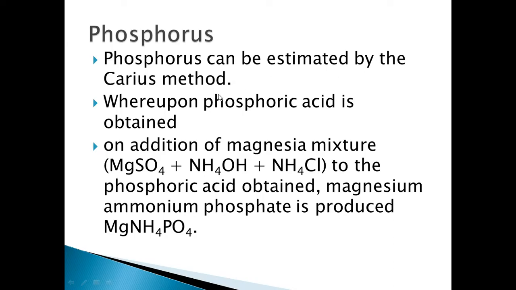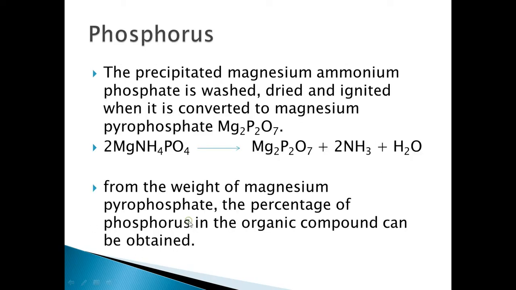Phosphorus can be estimated by the Carius method. In this method, phosphoric acid is obtained, and adding magnesium mixture to the phosphoric acid obtained, magnesium ammonium phosphate is produced. The precipitated magnesium ammonium phosphate can be washed, dried, and ignited when it is converted to magnesium pyrophosphate. And from the weight of the magnesium pyrophosphate, the percentage of phosphorus in the organic compound can be determined.